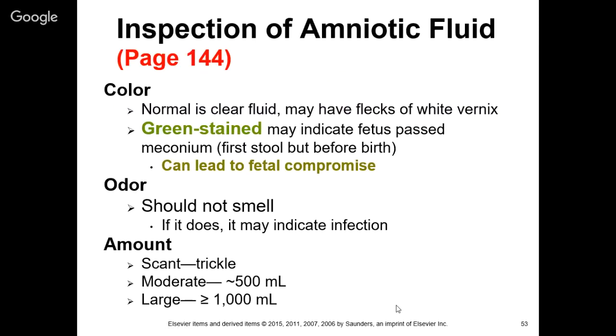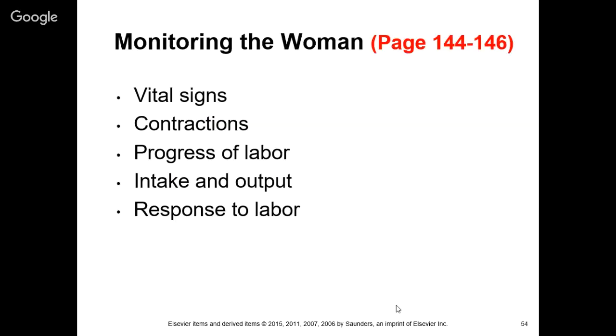Inspection of amniotic fluid. Color should be clear. It may have little white flecks, and that's okay. If it's green stained, this means that the baby passed their first stool, the meconium. This can lead to fetal compromise, and they can aspirate on this. There should not be an odor. If there's an odor in the amniotic fluid, that's most likely an infection. It can be documented as scant, moderate, or large, so trickle, 500 mLs, or 1,000 mLs. Green amniotic fluid is meconium, and that's a bad sign.